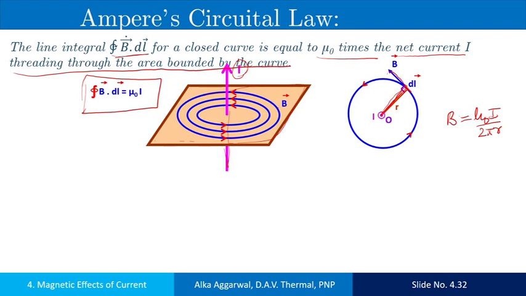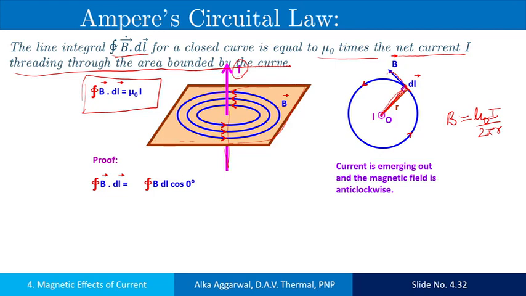Now see, the direction of the magnetic field is along the tangent and is in the same direction as dl. Moreover, at all these points the magnitude of the magnetic field is constant. So we apply Ampere's circuital law.